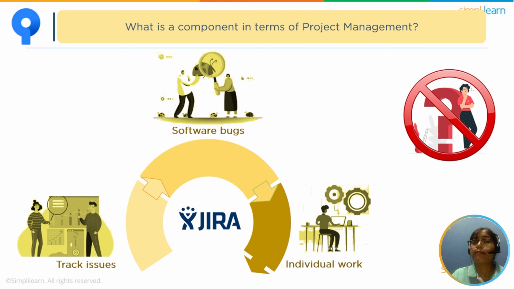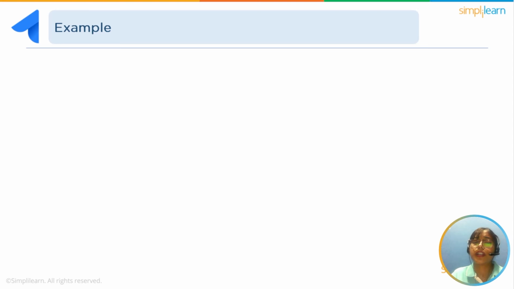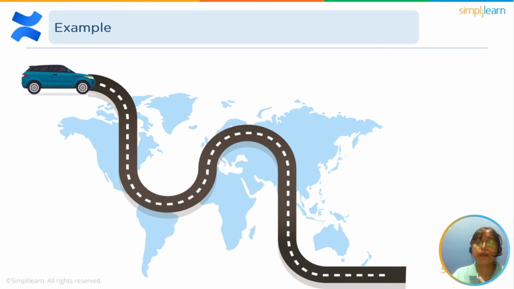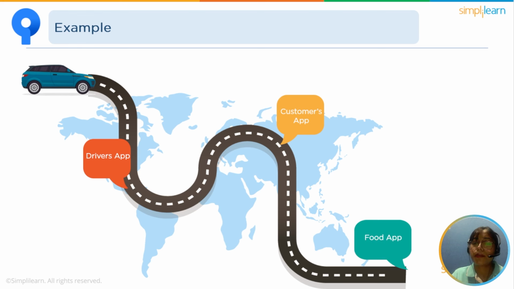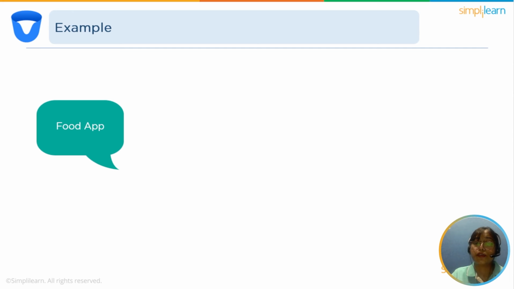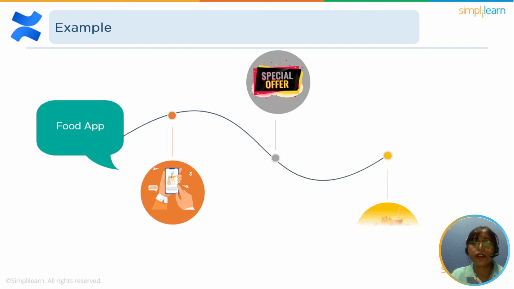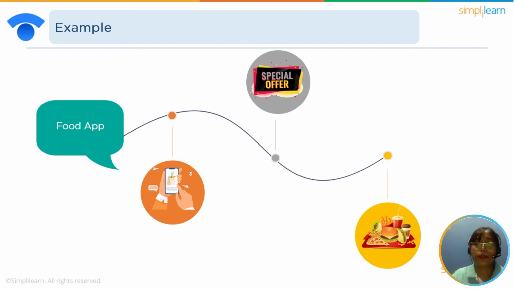This Jira component helps to organize these issues based on functionality, features, customers, and departments. Let's take a look at another example. Let's take Uber as an example. Suppose there are three subcomponents of projects: a driver's app, a customer's app, and a food delivery app. And under your food delivery app project, you have things like order meal, special offer, and food combos, and so on. How will you track all this information across different projects? This is done by components.